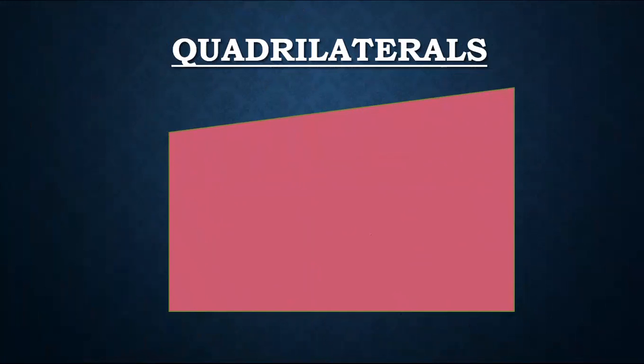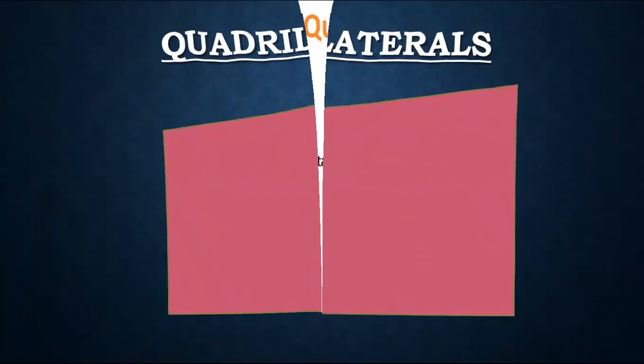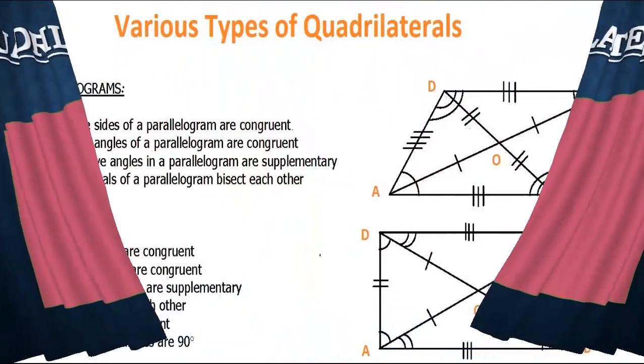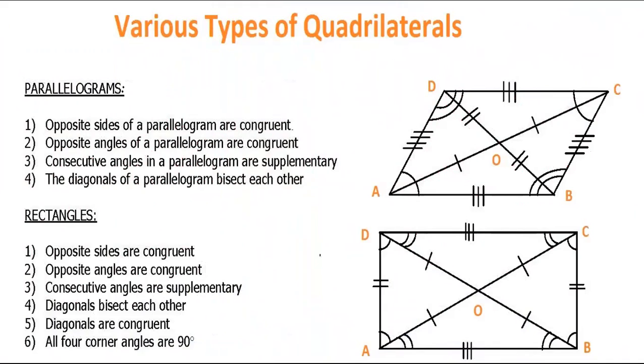Today I am going to explain to you about types of quadrilaterals. A quadrilateral is a four-sided closed figure. And the types of quadrilaterals we will learn about are parallelogram, rectangle, square, rhombus, kite, trapezium, and isosceles trapezium. The first type that we will learn is the parallelogram.